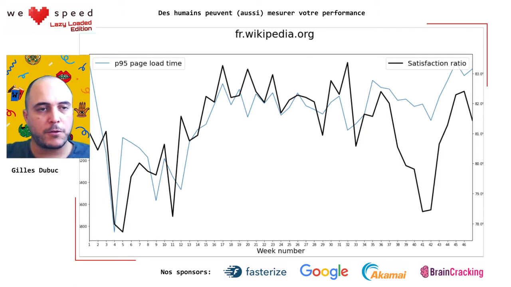It's actually an inverted graph for the RUM data. Like the blue line, the score goes worse as you go low on the graph. This was just to make it easier to show the correlation between the two lines. If you were to smooth those curves, it would be even closer. Now, for French Wikipedia, it's really close.